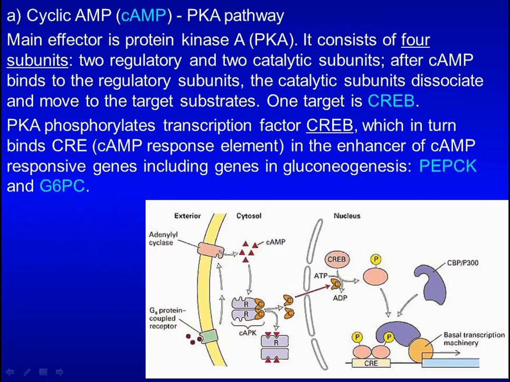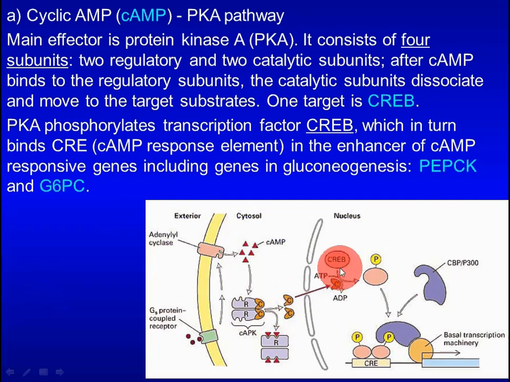The main effector of the cyclic AMP PKA pathway is protein kinase A. It consists of 4 subunits. Here's protein kinase A: 2 regulatory subunits and 2 catalytic subunits. After cyclic AMP binds to the regulatory subunits, the catalytic subunits dissociate and move to the target substrate.